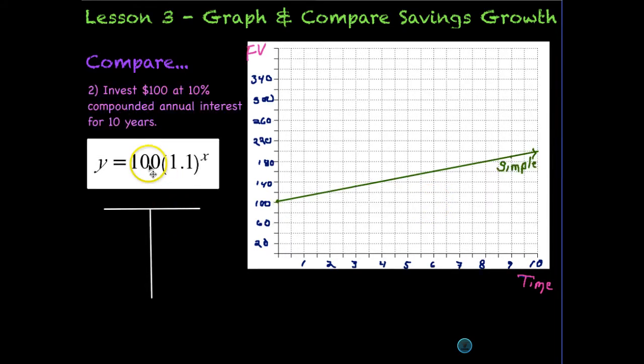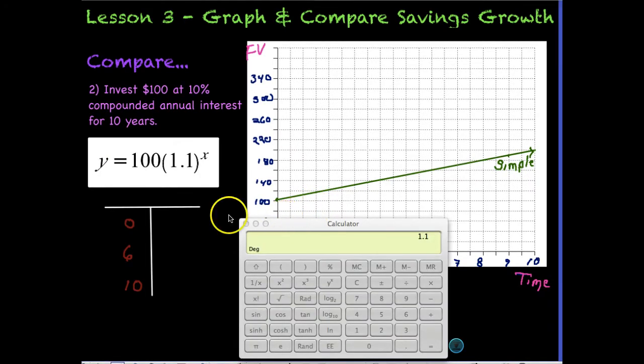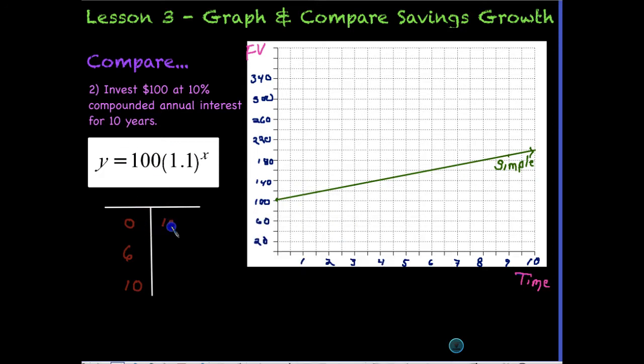So here was our equation, 100 times 1.1 to the x. So if we go ahead and do the same thing that we did before, this time I'm going to put in a couple more than just 2 points. I don't want to just do 0 and 10 because I know since this is raised to the x power, this is going to be an exponential graph. So it's going to curve up. So I want to make sure that I capture the curve a little bit better. So I'm going to use 0, 6, and 10. Well, anything raised to the 0 power is just 1. So 1.1 to the 0 power is 1, and 1 times 100 is 100 as well.